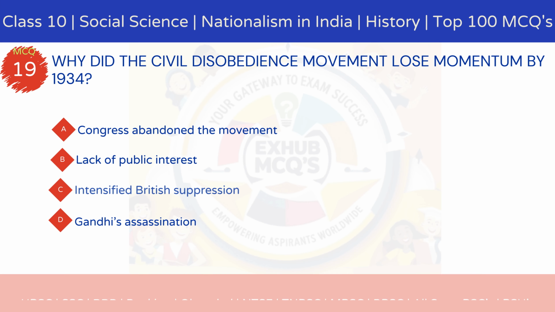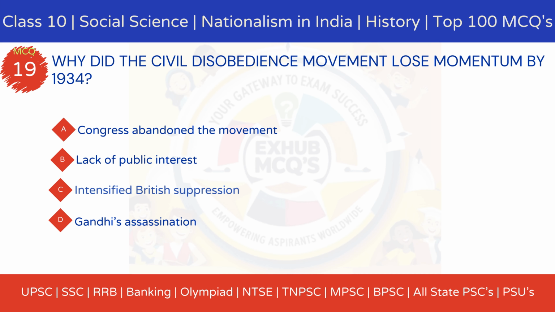MCQ 19. Why did the civil disobedience movement lose momentum by 1934? Option A, Congress abandoned the movement. Option B, lack of public interest. Option C, intensified British suppression. Option D, Gandhi's assassination.